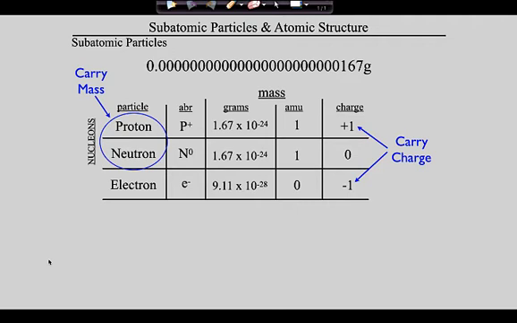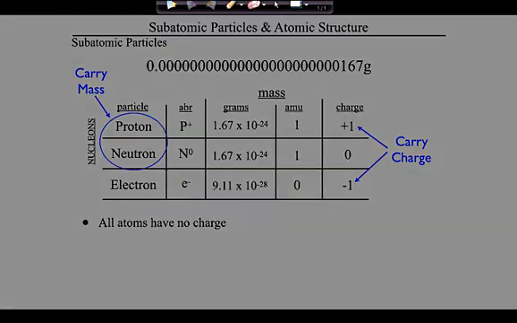What you're going to find out is that the charge of a proton is perfectly canceled by the charge of an electron. And why do we care about this? It's about to come up right here. The reason we care is because atoms don't have a charge.